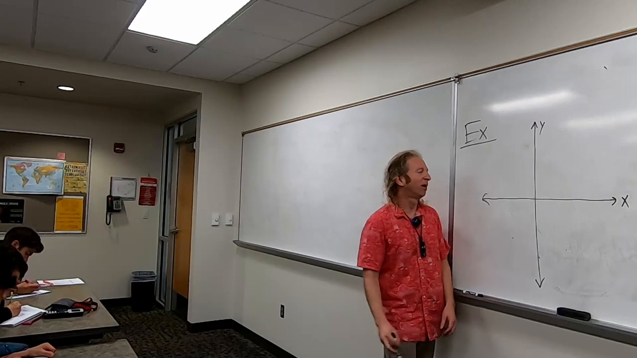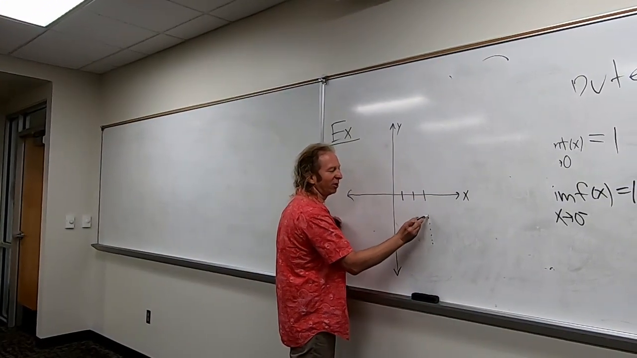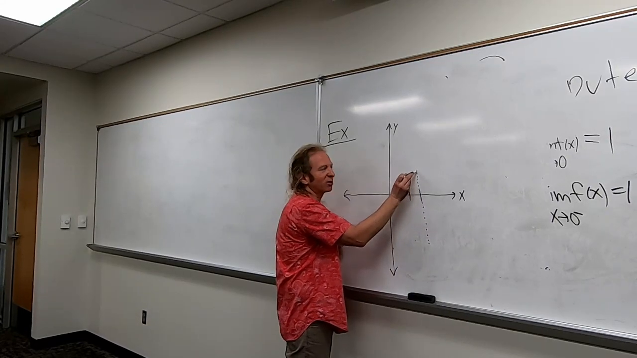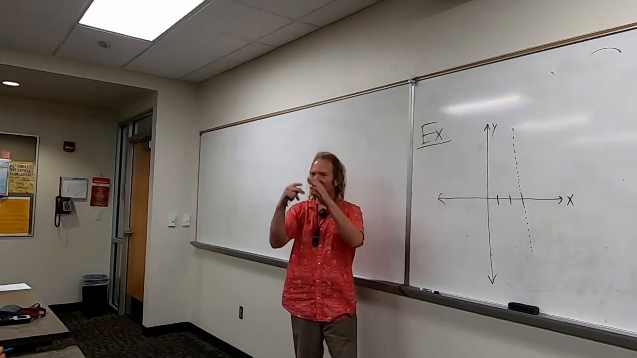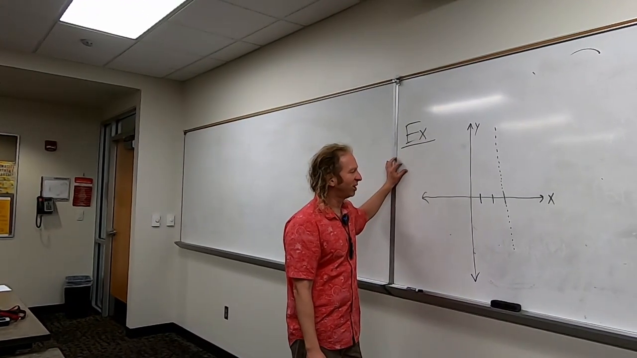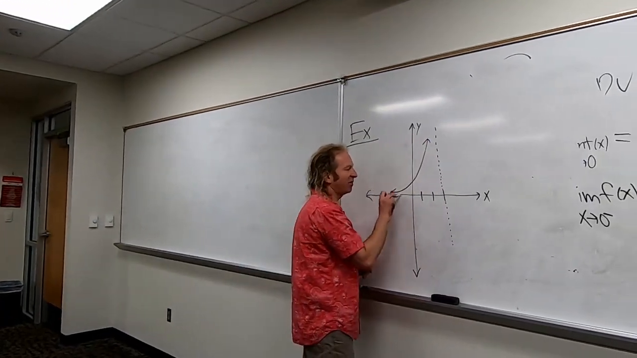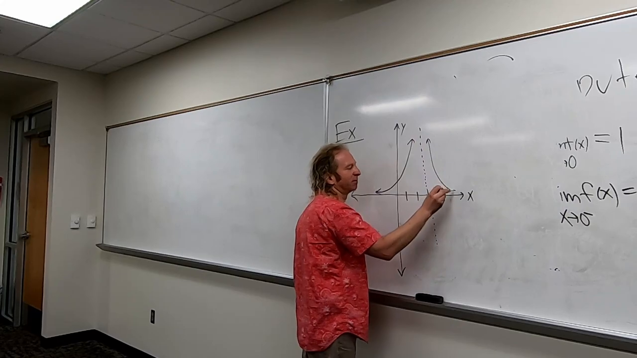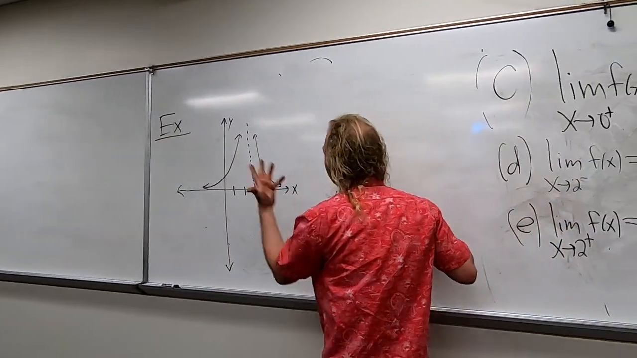So here, 1, 2, 3. I'm gonna put a vertical line here with dots. Do you remember what that's called? Yeah, vertical asymptote, right? And now I have to draw a graph, trying to figure out the best way to draw it. Let's just keep it simple. Not everything has to be hard. Let's just do an easy example. We can do more examples. We have time.